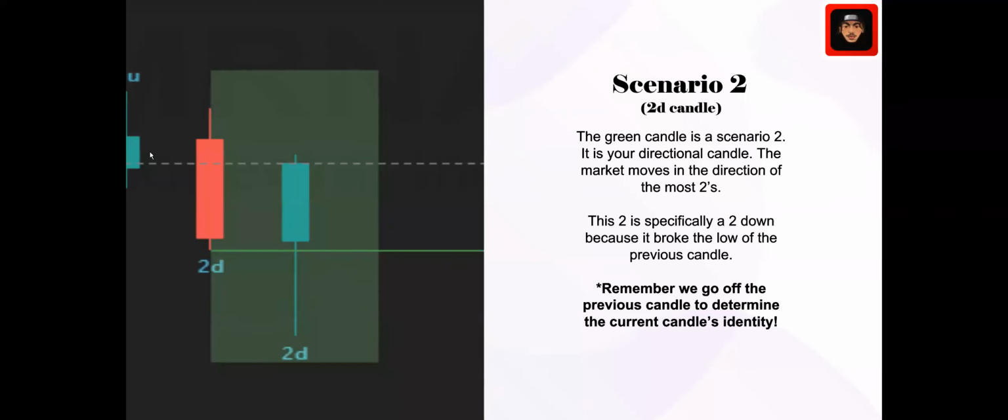All right. Now, this is a two down because it broke the low of the previous candle. So right here, this candle broke the low of this previous candle. When it comes to strat patterns, you're always going off the previous candle. The previous candle tells you what the current candle is. Because if the current candle breaks the low, that's a two down. It does not matter the color. It's still a two down. A two down just means the direction it broke in. It broke the low of the previous candle. Yes, price may have come back up, but it still went two down.